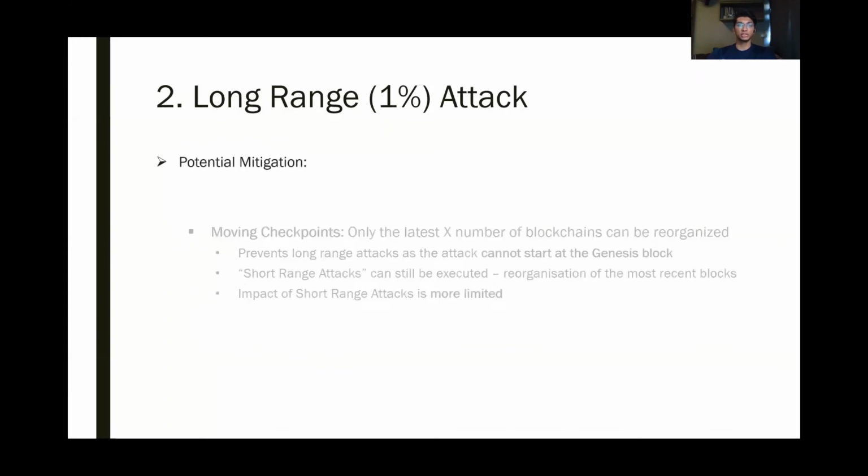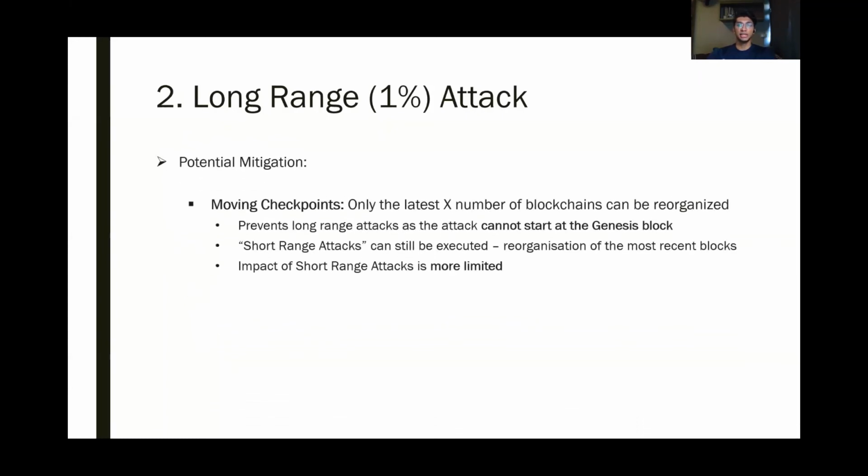Using moving checkpoints could prevent long-range attacks, as the attack and history revision cannot start at the Genesis block, but instead starts only in the more recent blocks. In that case, short-range attacks can still be executed, but their impact is more limited, hence the name.